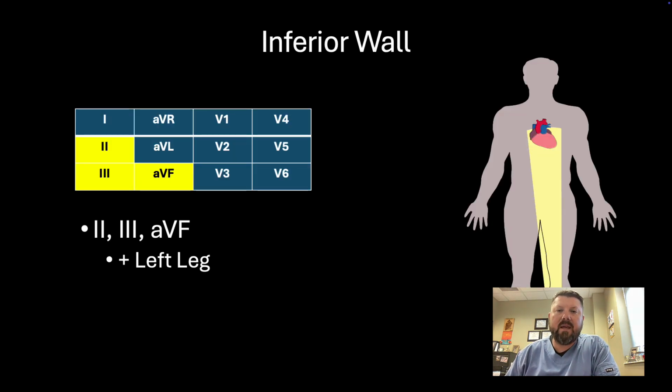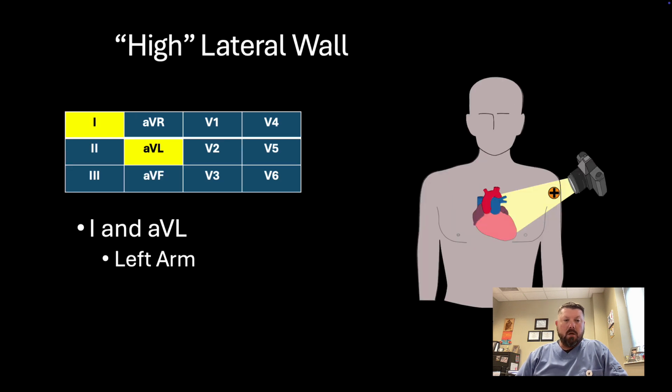So using the precordial leads as a camera, you can think of leads 2, 3 in AVF. The camera is on the left leg, so the positive lead is on the left leg, and they view the inferior wall of the left ventricle. 1 in AVL, this is going to be your high lateral, so they're going to view the upper portion of the left side of the heart. So the camera or the positive lead is on the left arm.